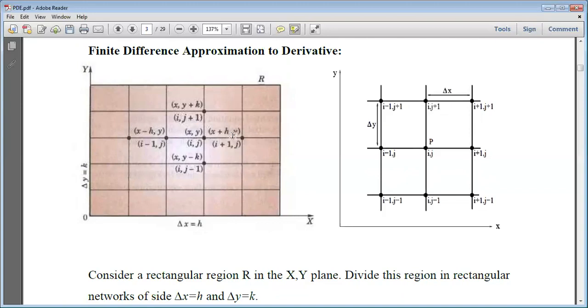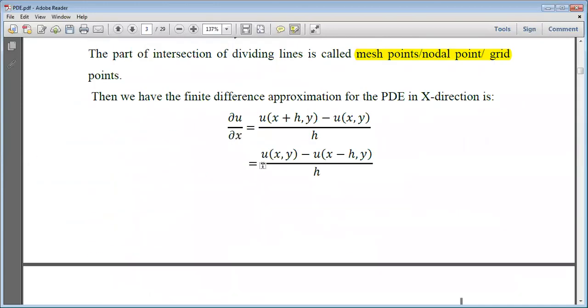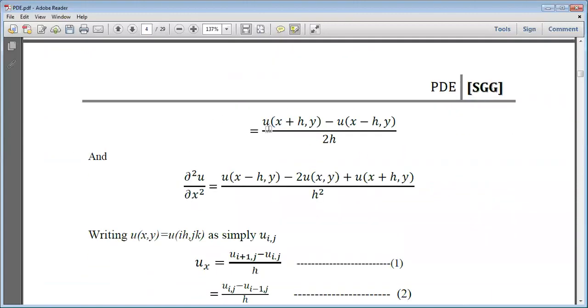Thereby, we are taking differentiation in the direction of, or with respect to, x. Thereby ∂u/∂x can also be written as [u(x, y) − u(x − h, y)]/h, or it can be written as [u(x + h, y) − u(x − h, y)]/2h.